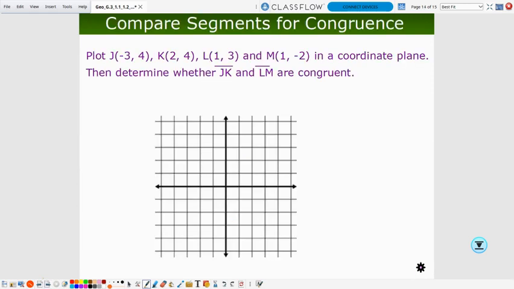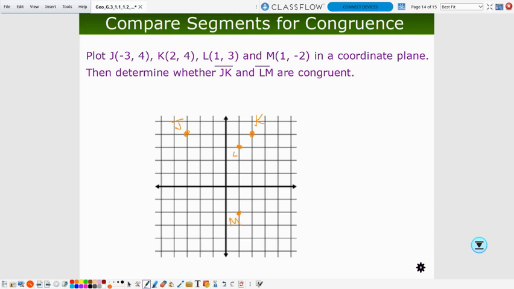The last little thing we want to talk about today is comparing segments for congruence. And this is kind of like that ruler postulate. You can put a line segment on a coordinate plane by using the ordered pairs. So we're going to plot these. J is -3, 4. When you plot your point, make sure you label it. K is 2, 4. L is 1, 3. And M is 1, -2.